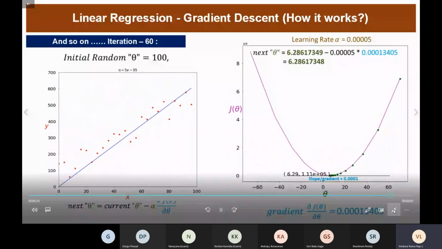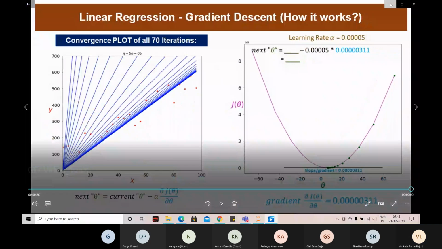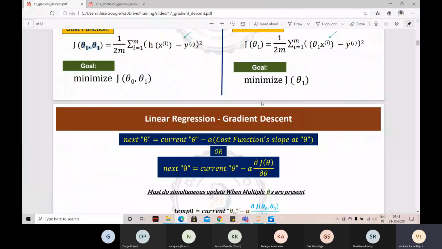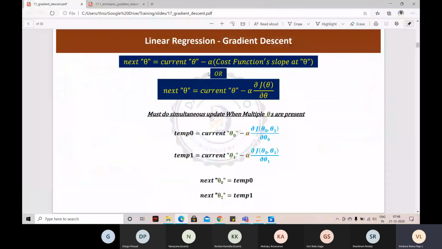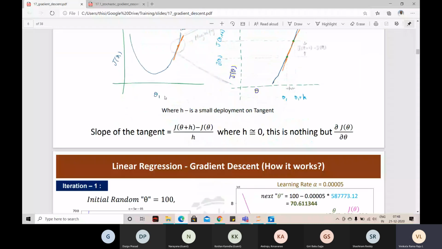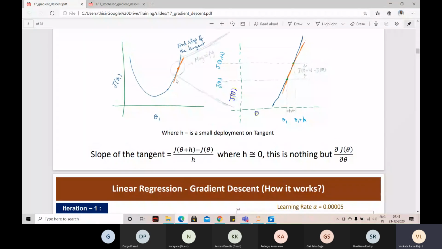Okay. So next theta is equal to current theta minus alpha, and so we are learning based on current theta, we are finding the next theta. Based on the current theta and the slope of the tangent at the cost function, we are learning the next one. Basically, when we try to find the slope of the tangent, it turns out to be the derivative of the cost function with respect to theta.